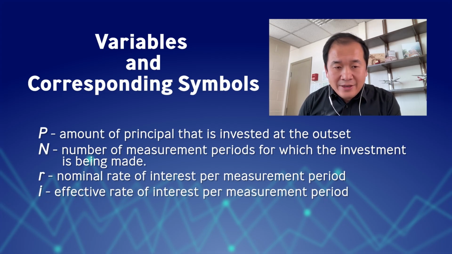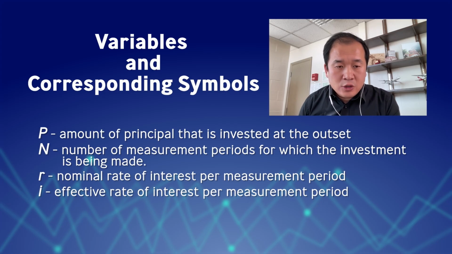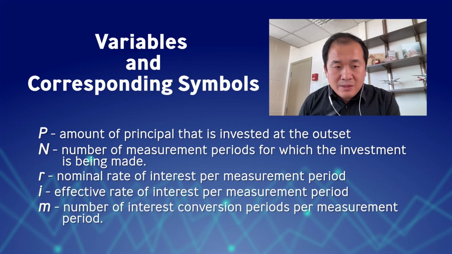And lowercase i here is the effective rate of interest per measurement period. The i and r can be the same if there's only one conversion period in each measurement period, right? So if you only calculate the interest once a year, which is the case for a lot of saving products, then these two are the same. But if you have multiple so-called conversion periods, which is represented by lowercase m here, then i and r will be a little bit different. So that's why we need to create two different symbols for effective and nominal rates of interest.